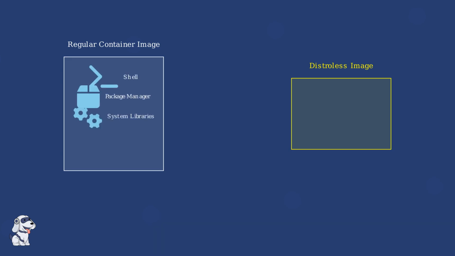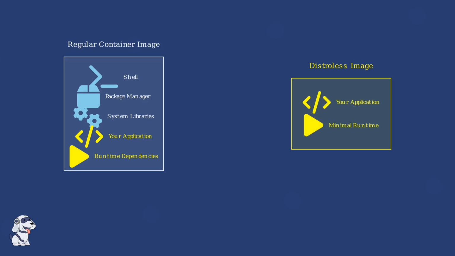A regular container image contains many components. It has a shell for debugging, a package manager for installing software, extensive system libraries, plus your application and its runtime dependencies. In contrast, a distroless image contains only your application and the absolute minimum runtime dependencies needed to execute it. Everything else has been stripped away. Notice what's missing from the distroless image: no shell, no package manager, and no unnecessary system libraries. This creates a much smaller and more secure container.